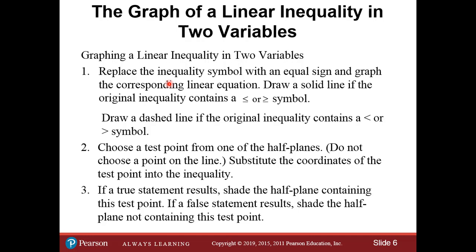What we're going to do is pick a point on one side of the line. A good one to start with is always the origin, unless, of course, the line goes through the origin. In that case, we'll just have to pick a different point. But you want to pick a point, it doesn't matter which point, on one side of the line. And you're going to plug that into the original inequality, and find out whether that ordered pair you chose gives you a true statement or a false statement.